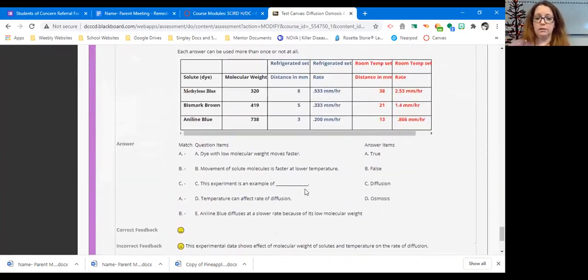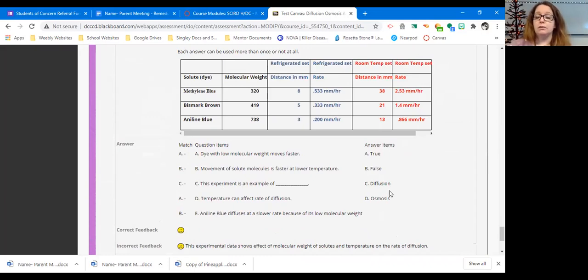I haven't really even bothered to read this table, but dye with a low molecular weight moves faster, true. Movement of solute molecules is faster at lower temperature. False. Temperature increases. It doubles the rate of enzymes. It doubles the rate of movement or something every 10 degrees.